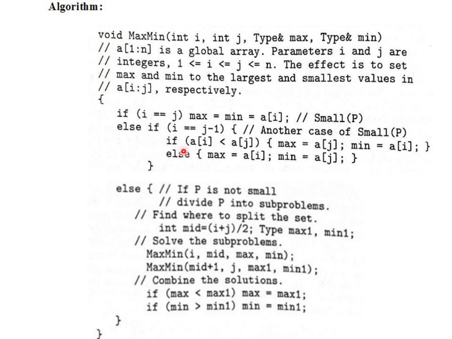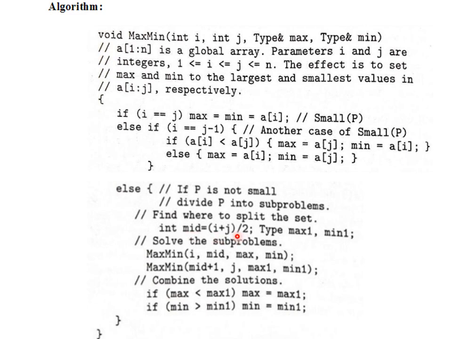Now, if the problem is not small, we come to the third situation. If P is not small, divide P into subproblems. So find where to split the set: mid is equal to i plus j divided by 2, an integer. So the mid indicates the index value. We are finding the mid value because we want to split the entire list into two sublists.